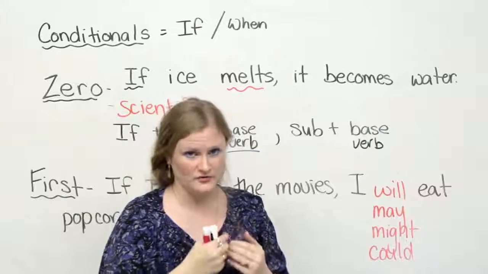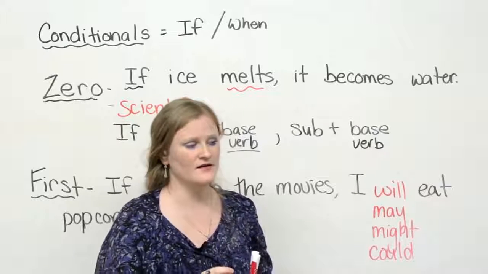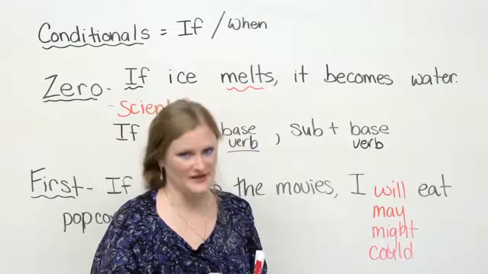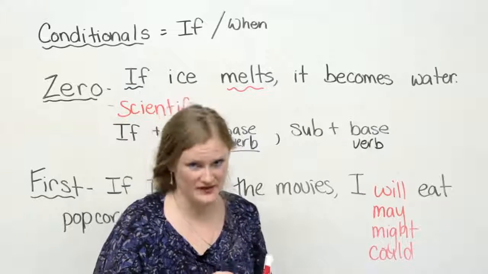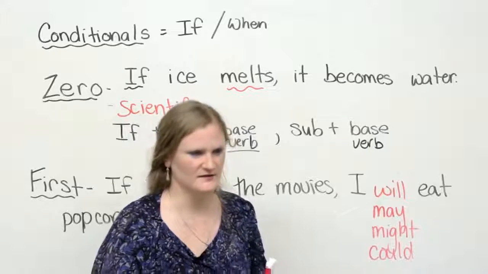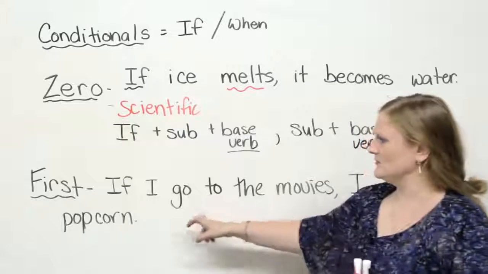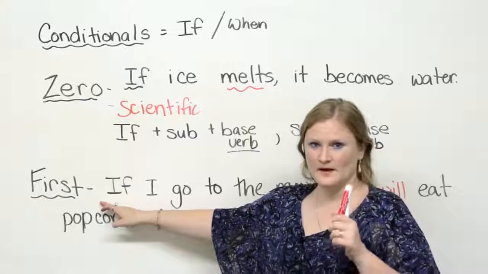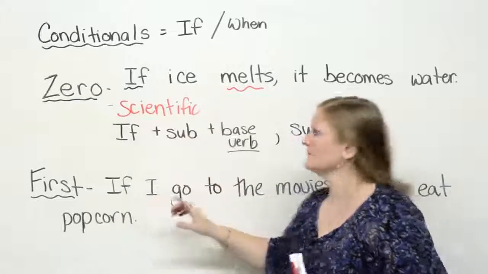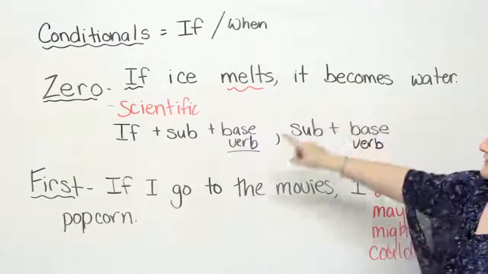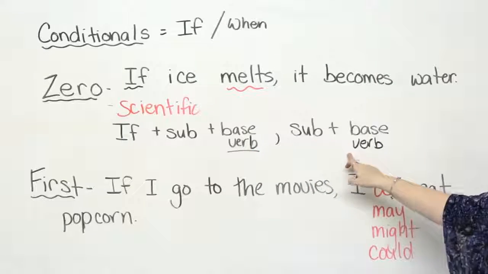If I drink 200 shots of tequila, I will be very sick. I might die, but I become sick. Violently sick. I don't want to do it. Okay? The next one is your beautiful first conditional. I just want you to look at the difference in the composition. Zero conditional is if plus subject, base verb, subject plus base verb again.